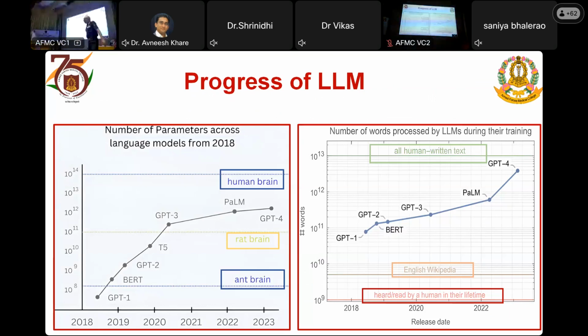This, ladies and gentlemen, I would request you to pay a lot of attention. This is, I would say, the crux of what I want to talk about. So when GPT-1 started from here, it had some 10 to the power 5, 6 parameters, right? An ant's brain had about 10 to the power 8 parameters. So it was inferior to the ant's brain when it started off. Over a period of time, GPT-4 now has around 10 to the power 12 parameters, which is still less than the human brain, which is supposed to be around 10 to the power 14.